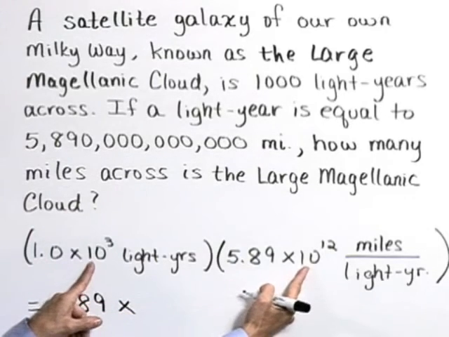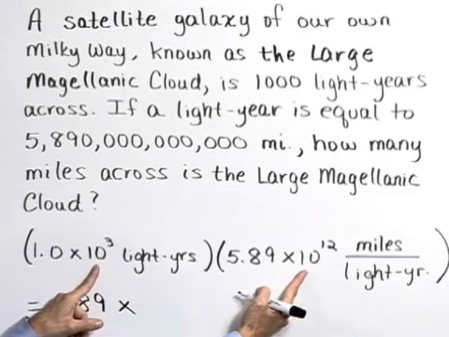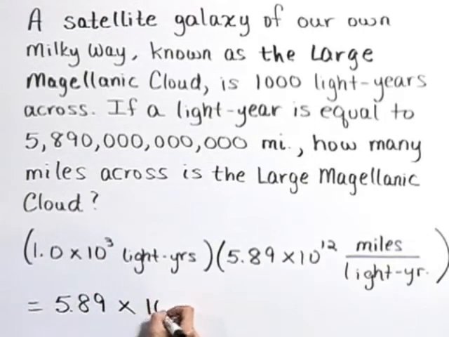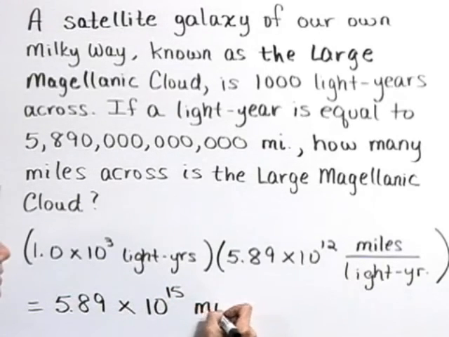Now let's multiply our tens raised to their corresponding powers. 10 to the third times 10 to the 12th, adding exponents, is 10 to the 15th power. And the unit on that is miles. So the distance across this large Magellanic Cloud is 5.89 times 10 to the 15th miles.